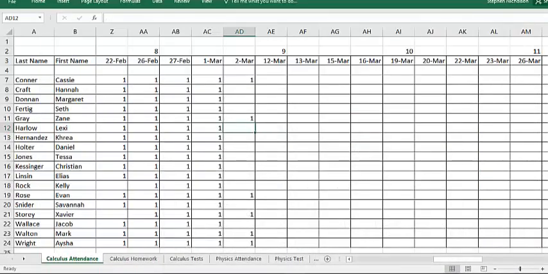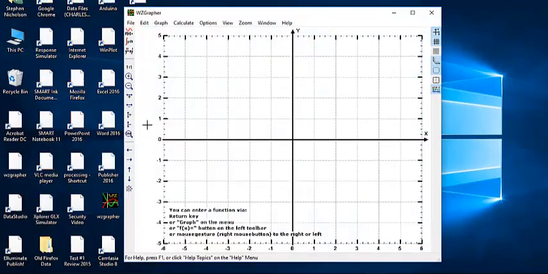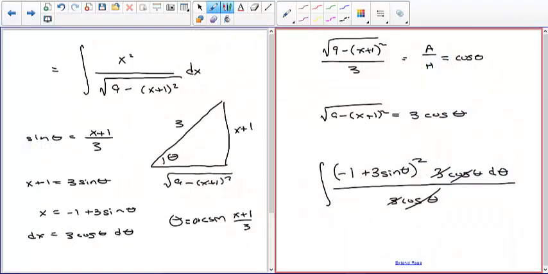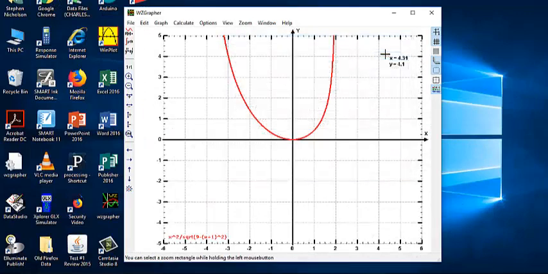So let's look at it. Let's see what it is. x squared divided by the square root of 9 minus (x plus 1) squared. There we go, I think that's right. x squared over the square root of 9 minus (x plus 1) squared. Okay, so that's what it looks like.